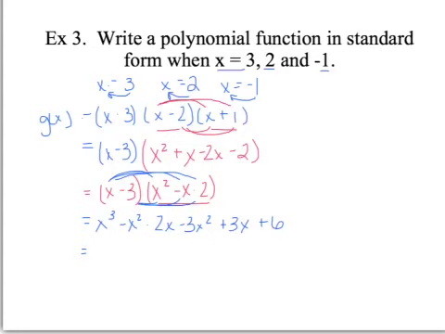So let's go ahead and combine any like terms that we have. We only have 1x cubed. Now x squared, we have negative x squared minus 3x squared. That's going to be negative 4x squared. For linear terms, we have negative 2x plus 3x. That gives us a positive x, and then we just have our 6 left. So there is g of x.